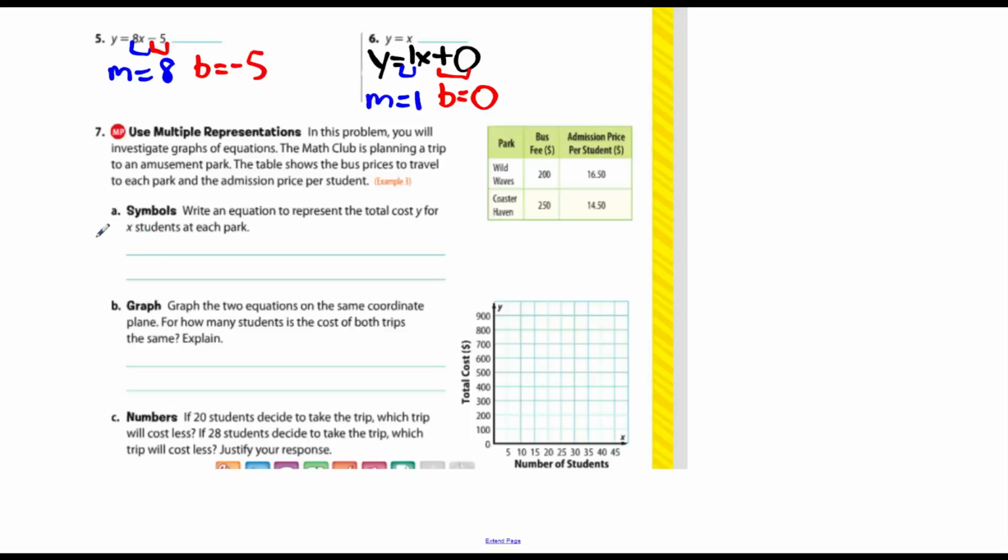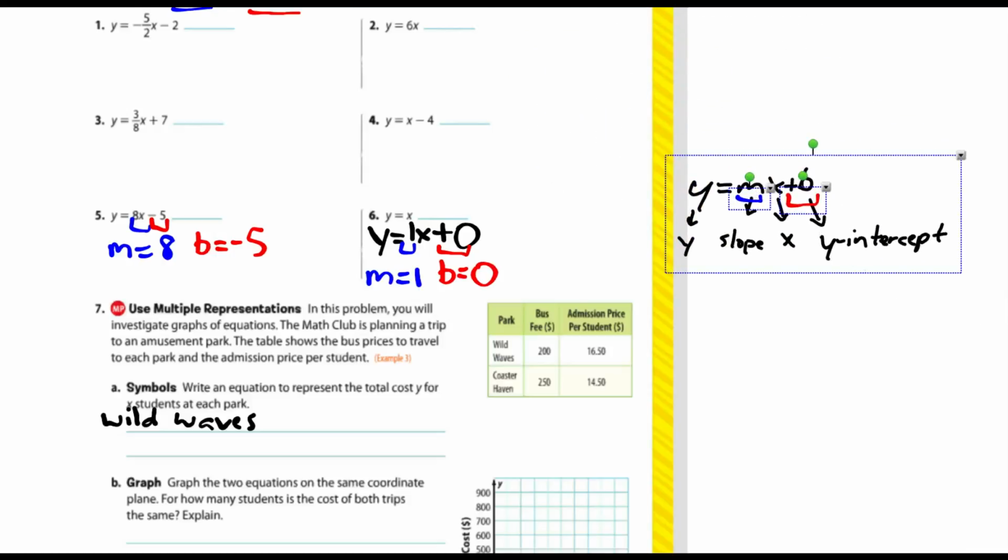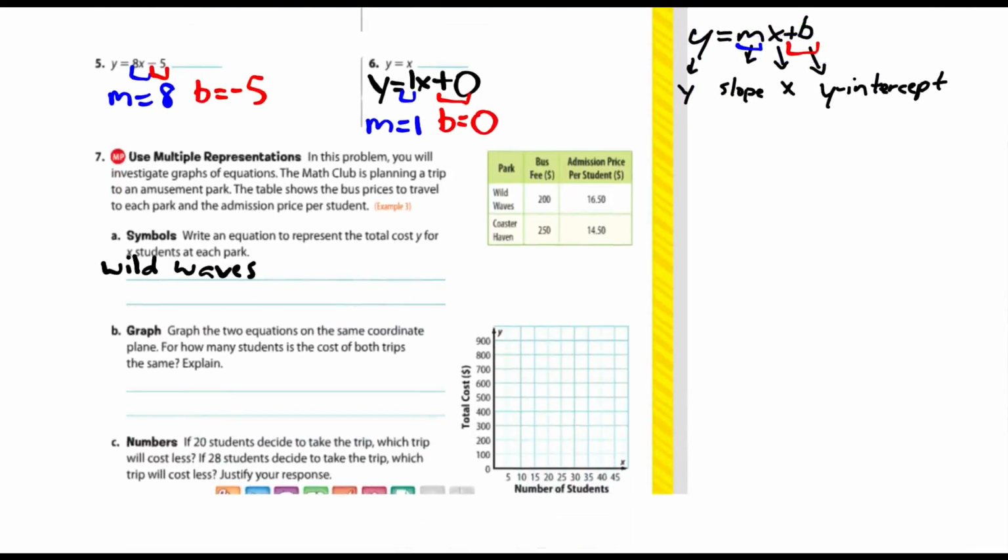So for each of these equations, we can say this is Wild Waves. Every equation we write is in slope-intercept form, so it's going to look like this: y equals mx plus b. Actually, we can move this down here so it won't go away. So we're going to start with y equals.